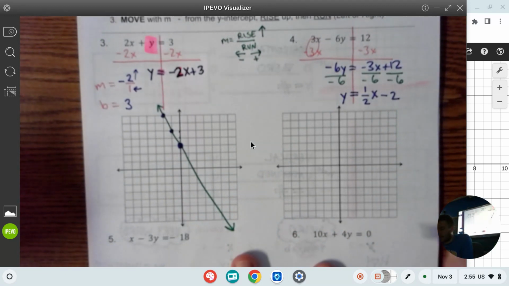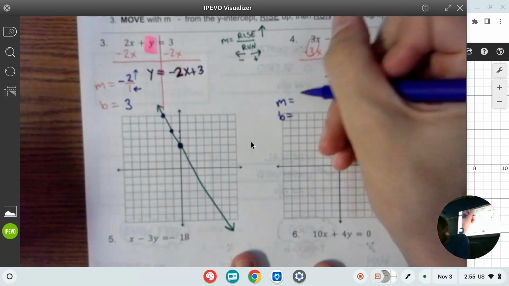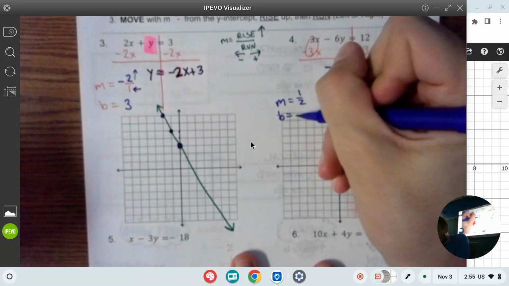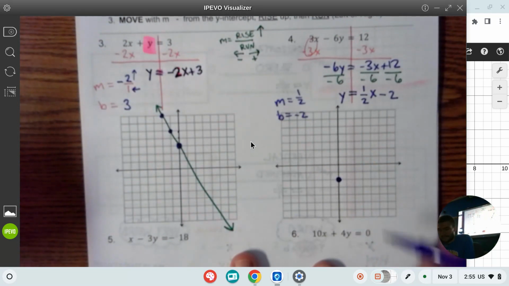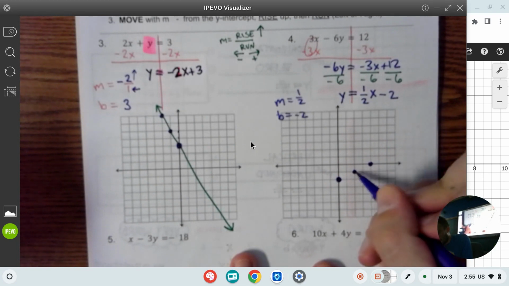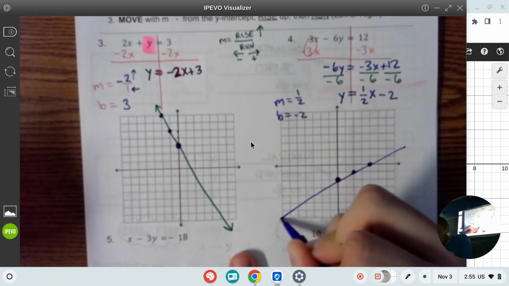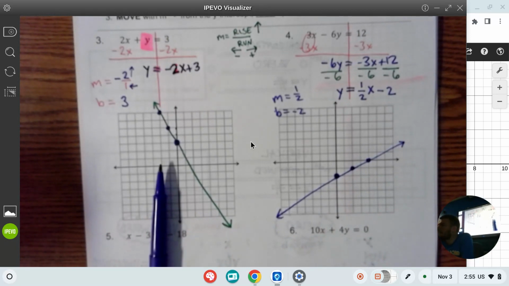And now we can do our really quick process of graphing. M equals 1/2, B equals -2. We start at -2. We go up 1 over 2. We go up 1 over 2. And we're done.